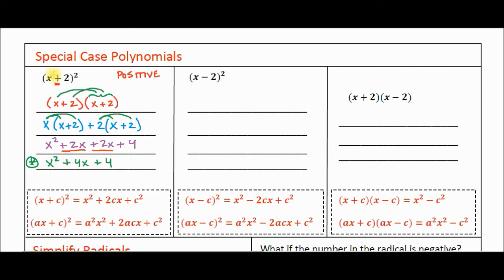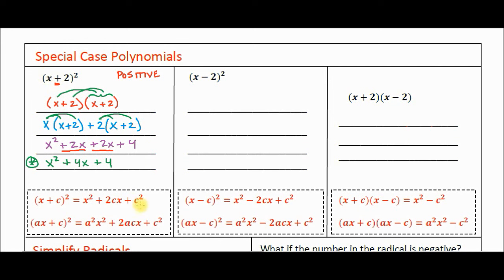The first term is always going to be the first term of your binomial squared. The last term is always going to be the last term of your binomial squared. And the middle term is always going to be this last term squared times x. So you can see 2 squared is 4 times x. 2 squared, there's 4, and x squared is x squared.